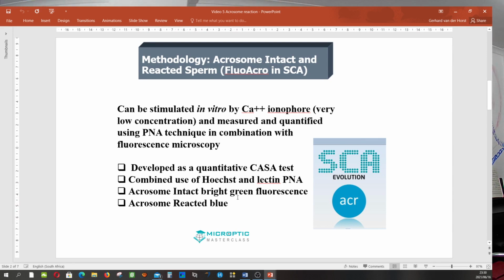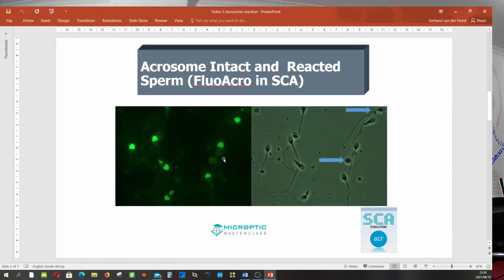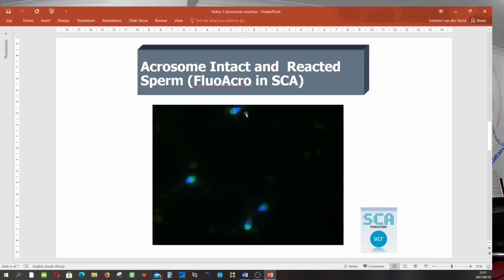And here is an example where we only use PNA, and you can see the test won't work with that only, because you see these beautiful acrosomes, but if you look at phase contrast, you've missed out on those two. And so one needs to employ Horst also, so that the rest of the head is stained blue, so that when the acrosome is reacted, you will at least see the blue stain.